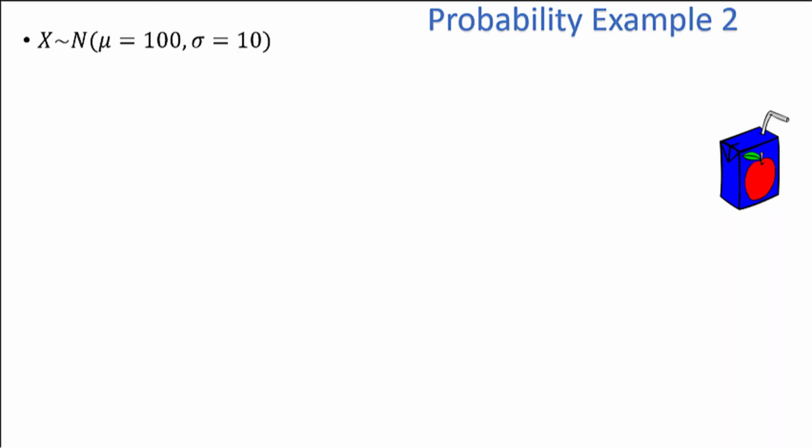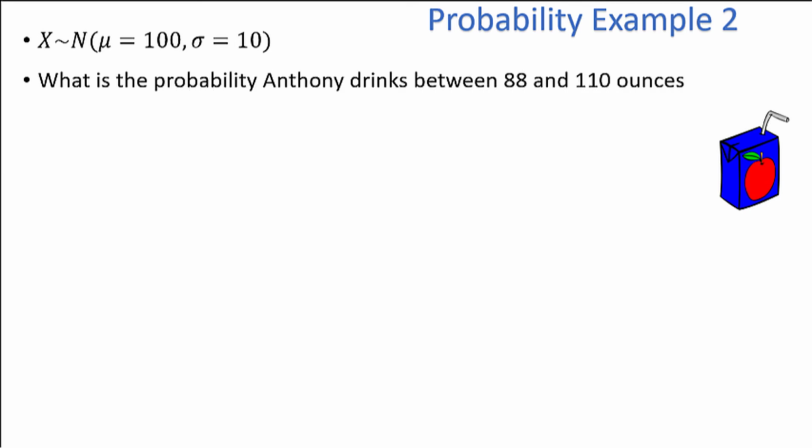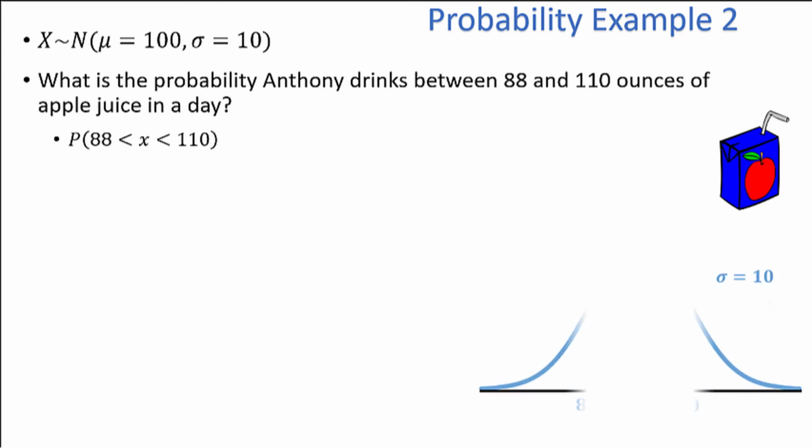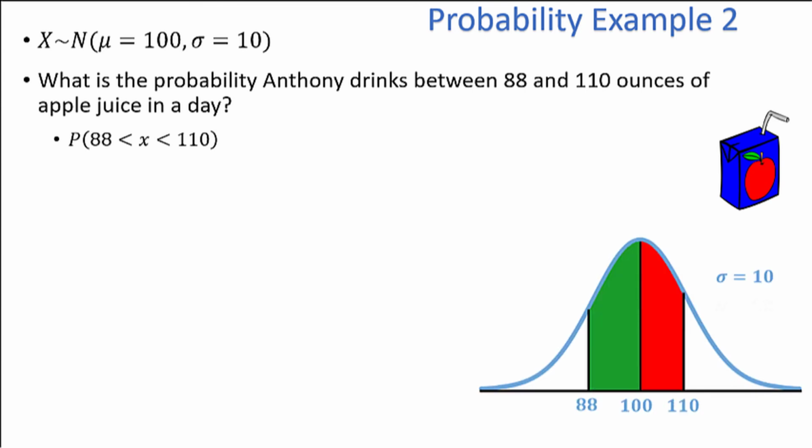Let's try another one. What is the probability Anthony drinks between 88 and 110 ounces of apple juice in a day? This can be written as the probability 88 is less than x is less than 110. Graphically, here is the area we are trying to solve for, which is made up of two different sections on the graph, which I have shaded in different colors.